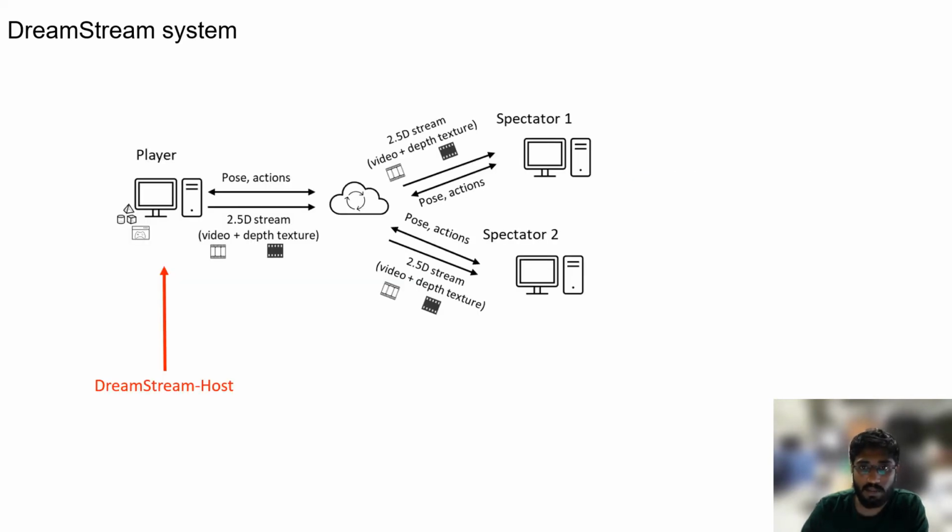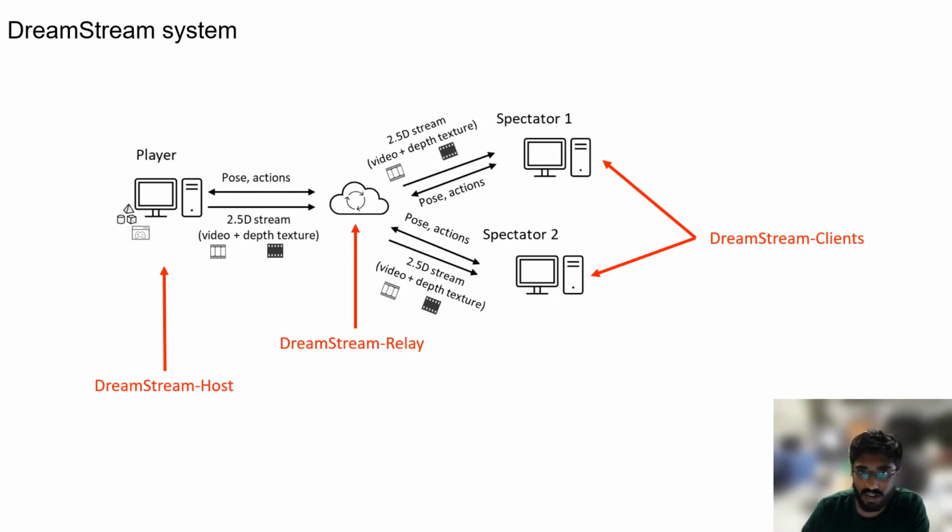Now there are three main components to DreamStream. First is the DreamStream host that runs on the VR player's PC and handles all the depth and video data capture, encoding and transmission. Next is the DreamStream relay that can run on the same or different PC. This handles the buffering and distribution of 2.5D frames as well as exchange of other application data. Finally, the DreamStream client that gets updated application data and the encoded textures from the relay. It decodes the textures, performs 3D reconstruction, and renders it into a VR or 2D UI to the spectators.